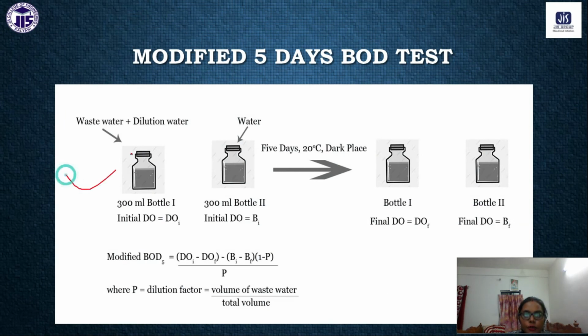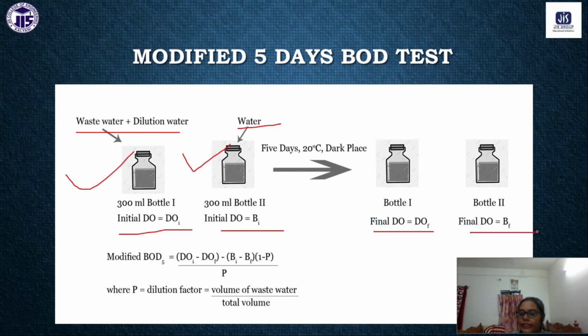You can see two bottles are there. One bottle is wastewater plus dilution water, and the second bottle has only water. The initial values are DOI and BI. After 5 days, the final values are DOF and BF. So for the modified test, this is a very important equation, the modified BOD 5.